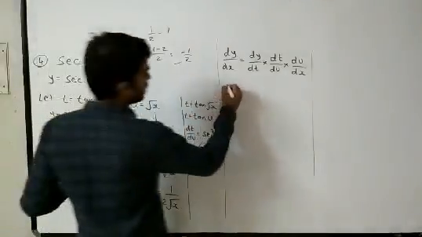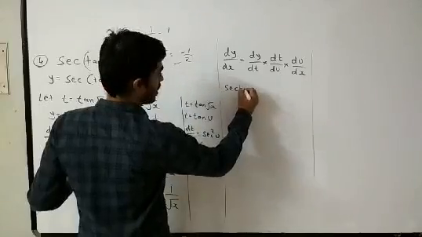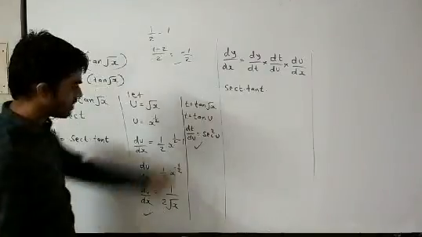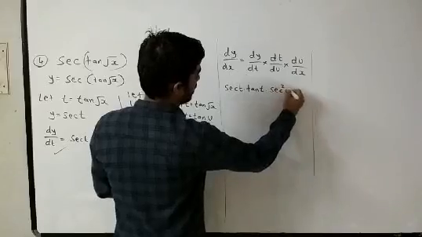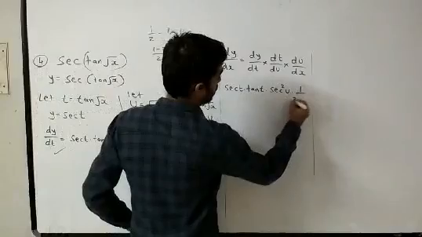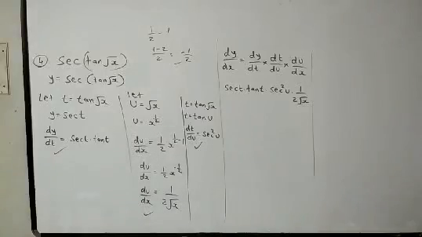So all the three values we have got. dy by dt is equal to sec t into tan t. dt by du we have sec square u. du by dx is 1 by 2 under root x. Clear? I hope you can see everything which is written on the board.